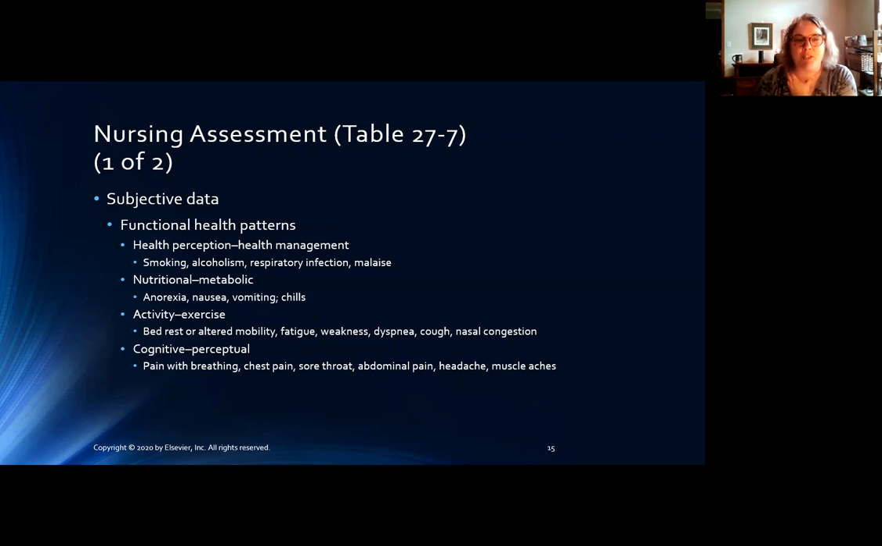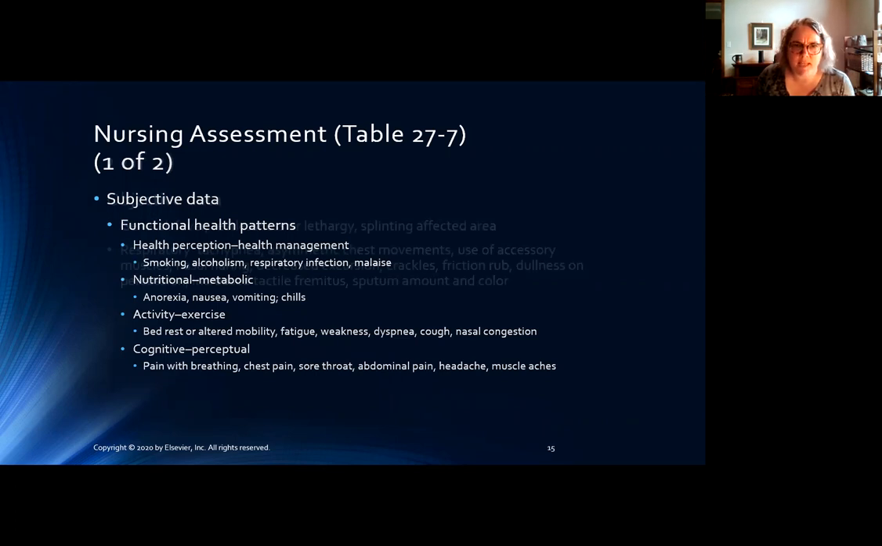And then cognitive perception. So are you having pain when you're breathing? Are you having chest pain? Are you coughing so much that all of the little muscles between your ribs are just tired and achy and sore, or maybe more than that? People can cough so hard they can break a rib. How is your throat? How's your abdominal pain? Are you coughing so hard that all those core muscles are getting too much of a workout and you're having pain? Are you having a headache? Are there muscle aches? As well as we're going to be looking at objective data.